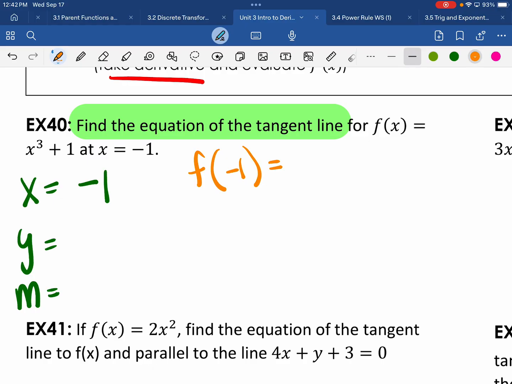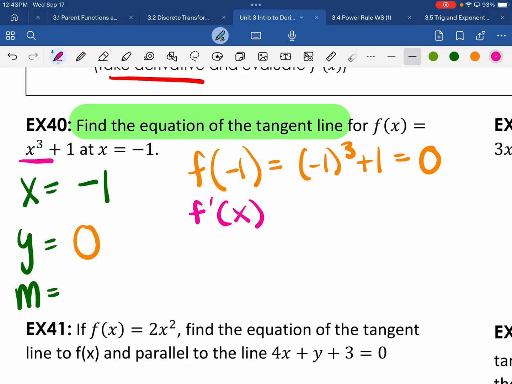Okay, so you're going to plug negative 1 into the function, so negative 1 cubed plus 1, which is going to give you 0. So I have my x, I have my y. How do I find slope? The derivative. All right, so what is the derivative of x cubed? 3x squared. What's the derivative of 1? 0, so I'm not going to write anything. And what am I going to plug into the derivative? Negative 1.